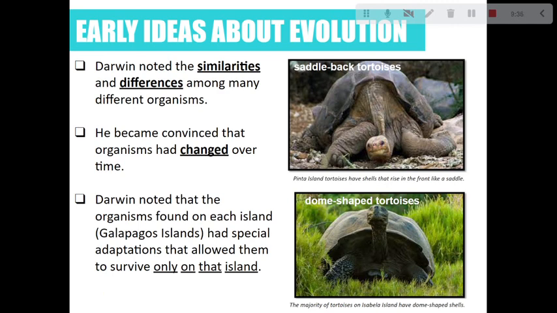So here we have a couple tortoises that can be found in the Galapagos Islands. So this tortoise on the top, for example, they have a shell that rises up in the front just like a saddle. While this tortoise on the other end has more of a dome-shaped shell. And I will leave that up to your interpretation of why these two different tortoises would need to have different shaped shells based on the island that they live on.